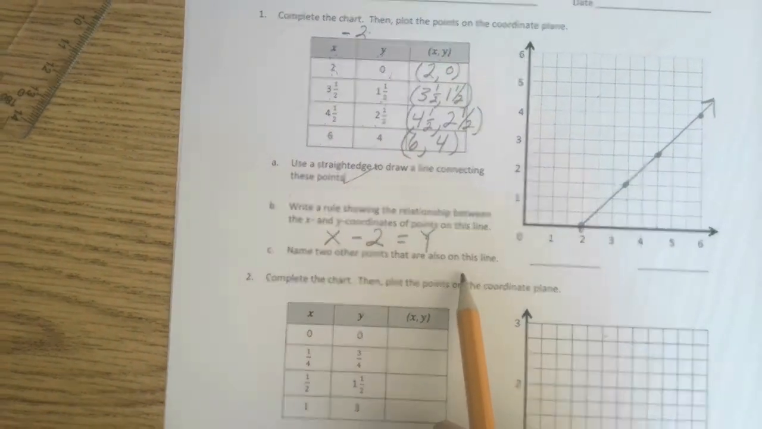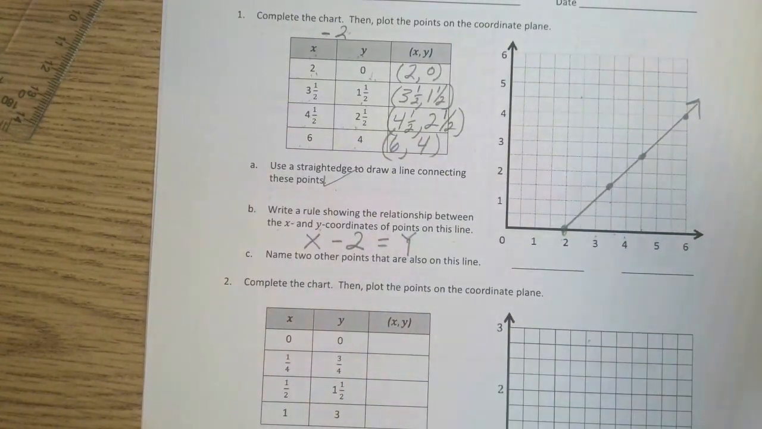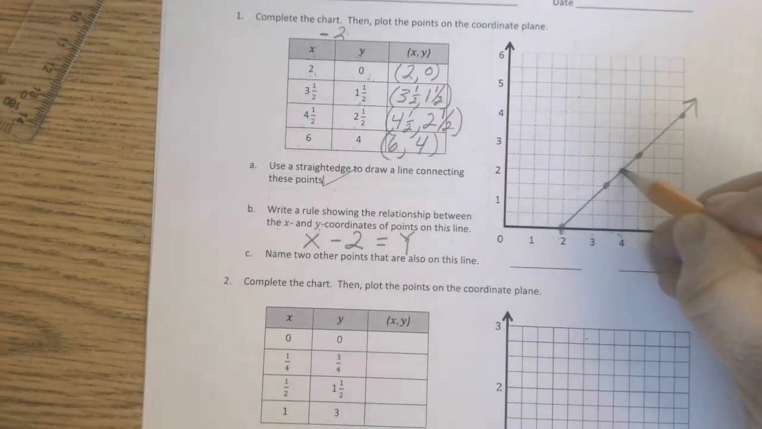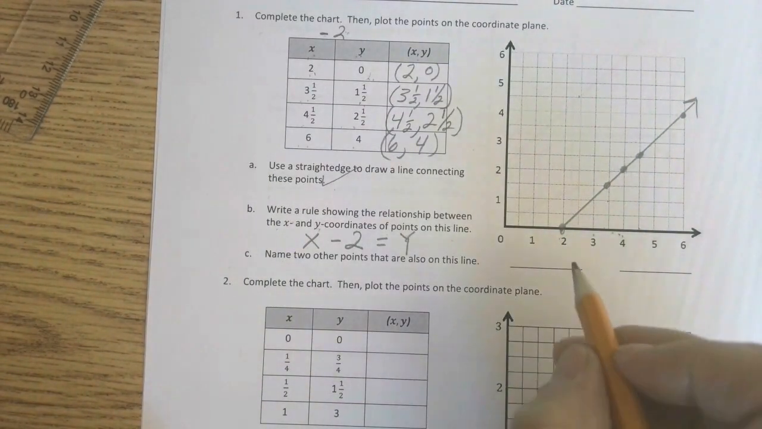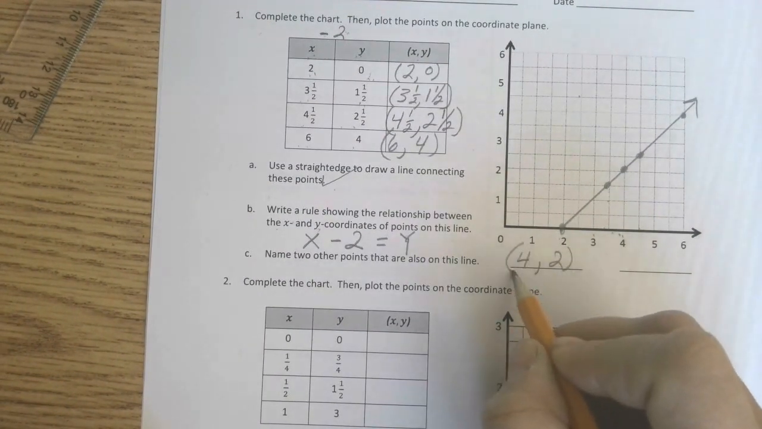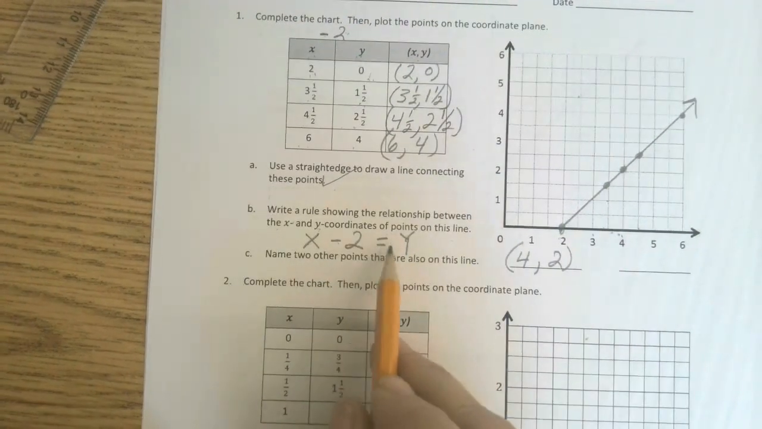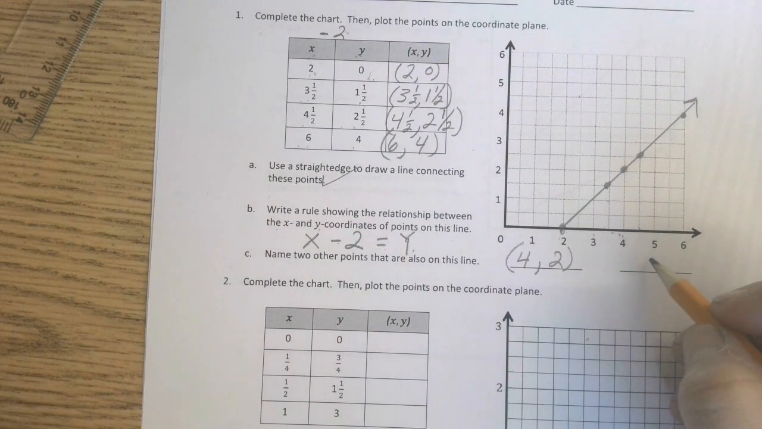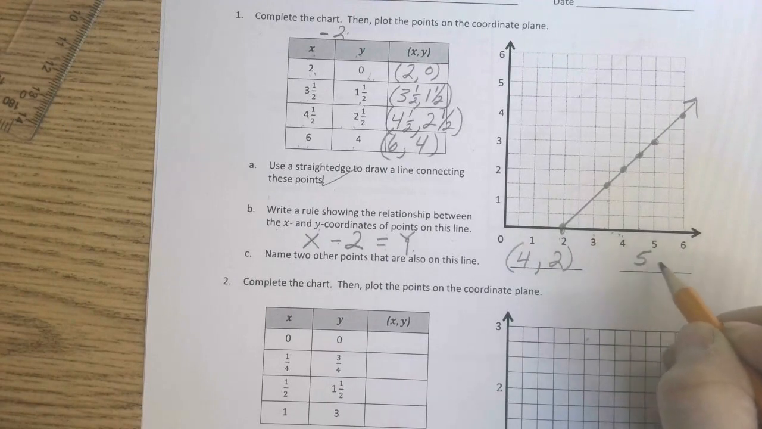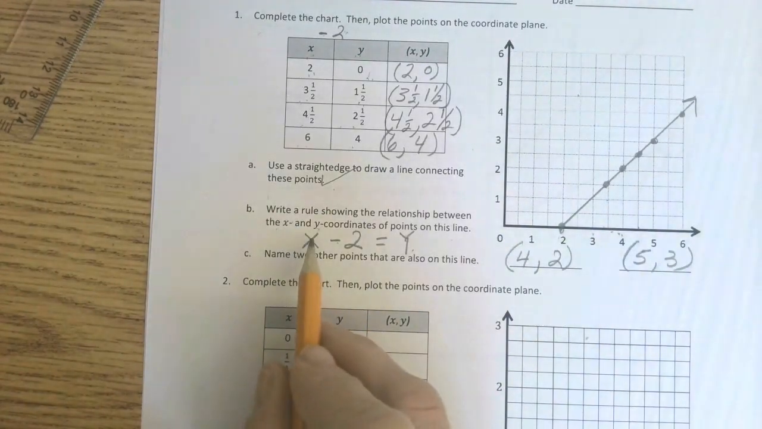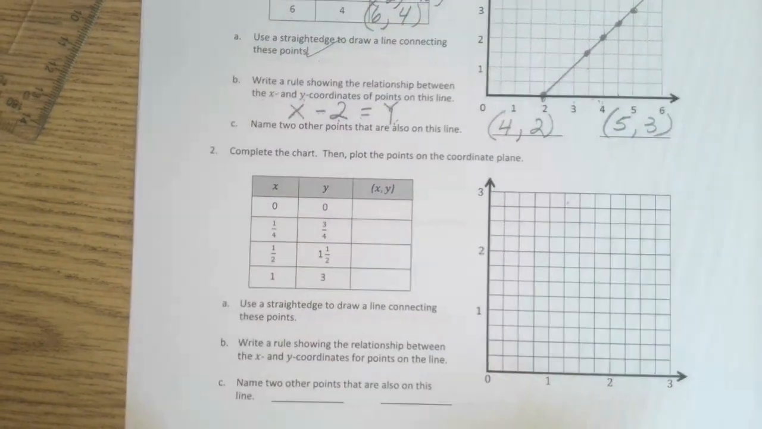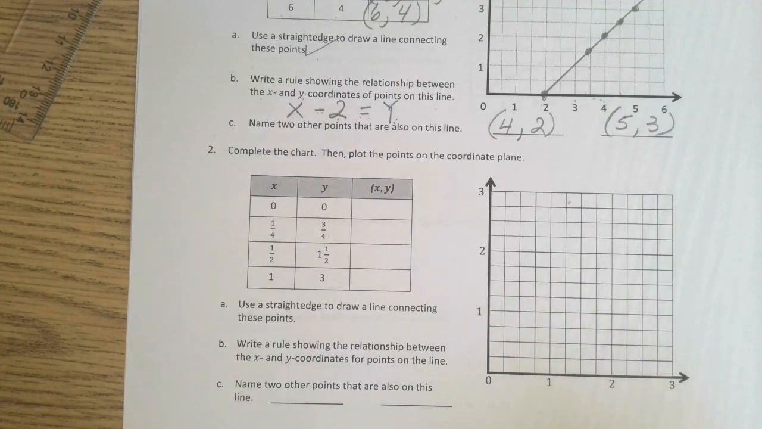Name 2 other points that are also on the line. So I can just choose something that intersects. I can say, okay, 4, 2. And I know that the relationship between that is true. 4 minus 2 equals 2. And how about up here? 5, 3. Again, 5 minus 2 equals 3. So that works out. All right, complete the chart. Then plot the points on the coordinate plane.